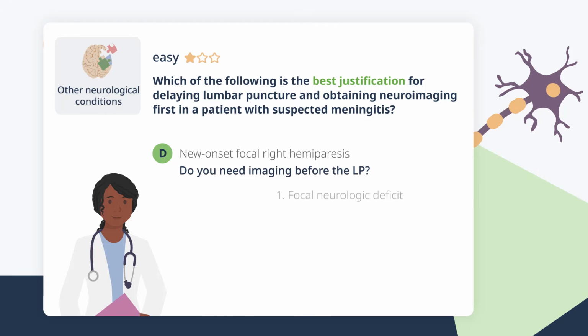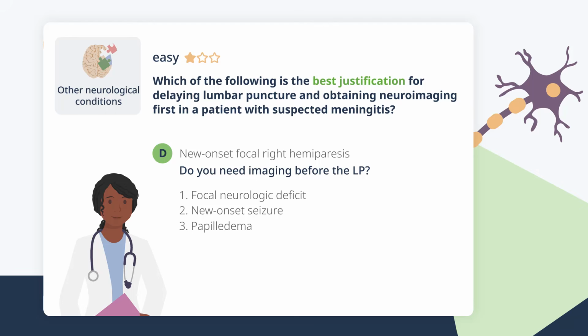If the patient has a focal neurologic deficit, there could be a mass lesion in the brain. That mass could cause a pressure differential, and we wouldn't want to LP that patient without looking at the imaging. A new onset seizure means a mass lesion in the brain until proven otherwise, and if there's a mass lesion in the brain, there could be a pressure differential, and we need imaging before evaluating that patient.